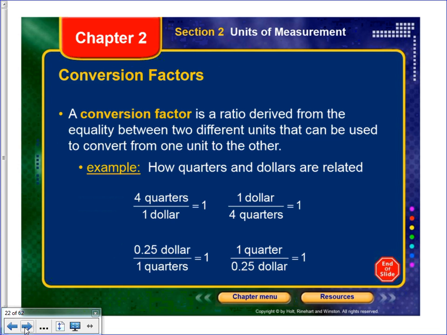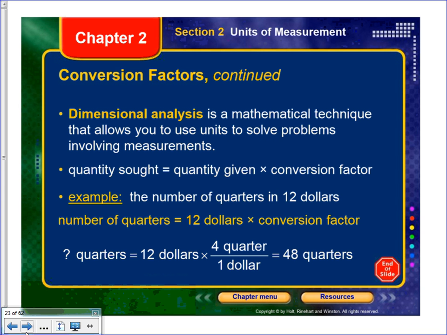All right, conversion factors. We use conversion factors to help us change from one set of units to another. We're going to first start out with very common conversion factors, and then we'll move to ones that are more scientifically used. So the first conversion factor example they give us is a ratio between dollars and quarters. We can say there are 4 quarters in a dollar, or we can say $1 has 4 quarters. Either way, they both represent the same thing.